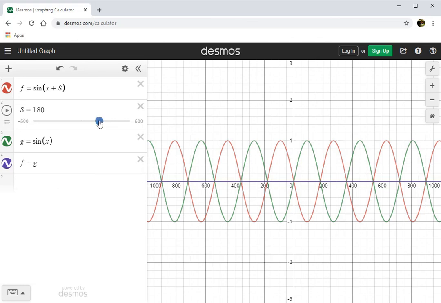We don't get a lot of use out of this in this class, but it is kind of fun just to see that one specific application.